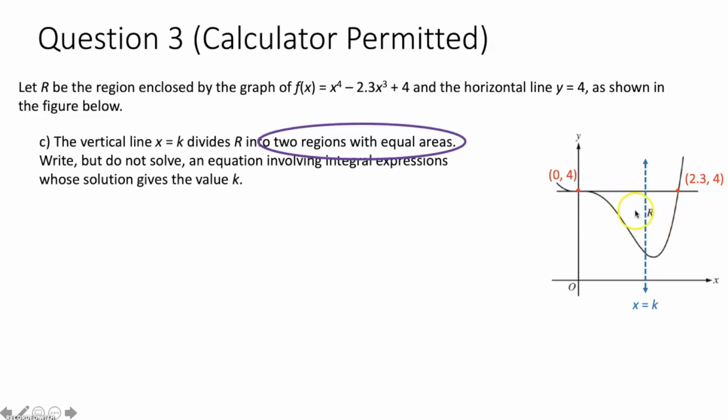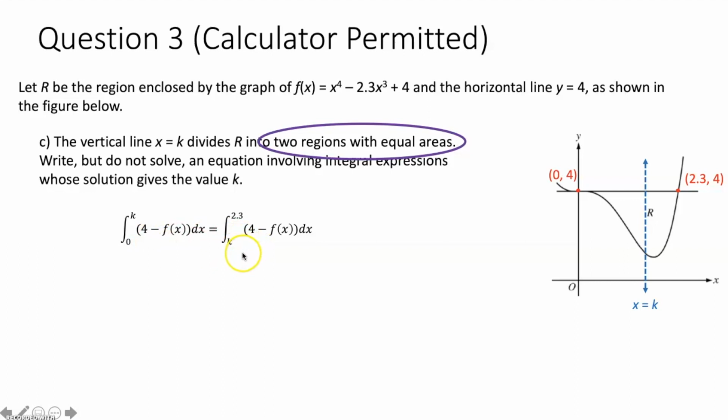Well, I know that the area of this region right here would be the integral from x is equal to 0 to x is equal to k of this upper function, which would be 4, minus our lower function, which in this case would be f of x. I know that to find the area of this region right here, I would set up an integral from k to 2.3 of our upper function, which is 4, minus our lower function, which is f of x. And since the areas of each of these regions are equal to one another, I could just set those two integrals equal to one another.